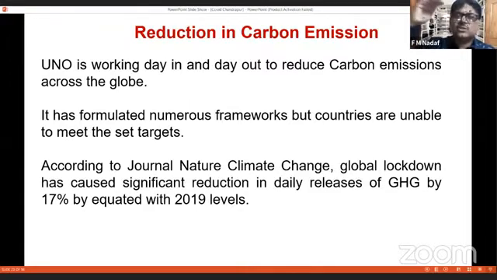In 2019 we reached the highest level of carbon emission. So from that highest level, if our carbon emission can come down by 17%, I think it is unbelievable. Hats off to the lockdown and hats off to COVID for bringing such a miracle in our lives.